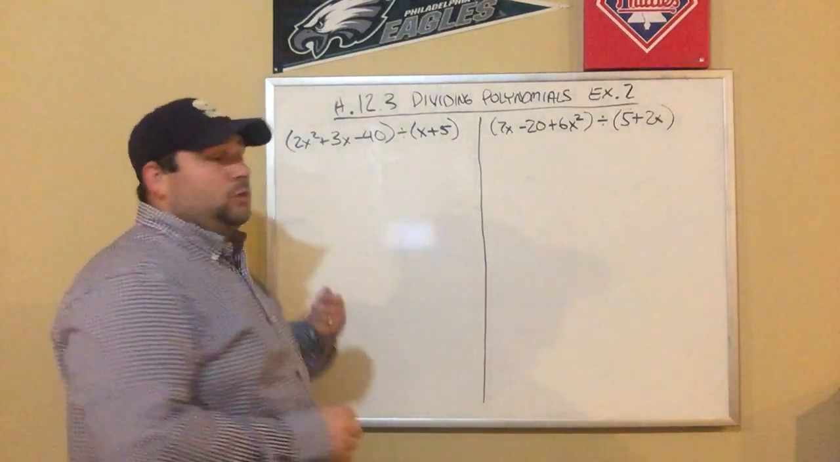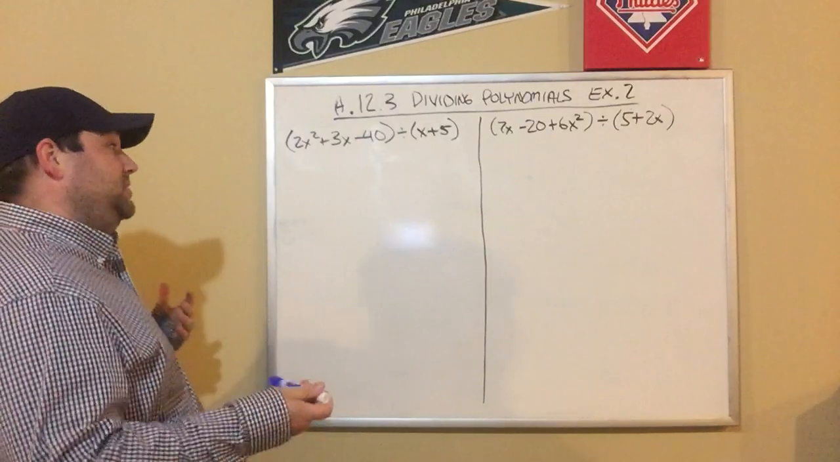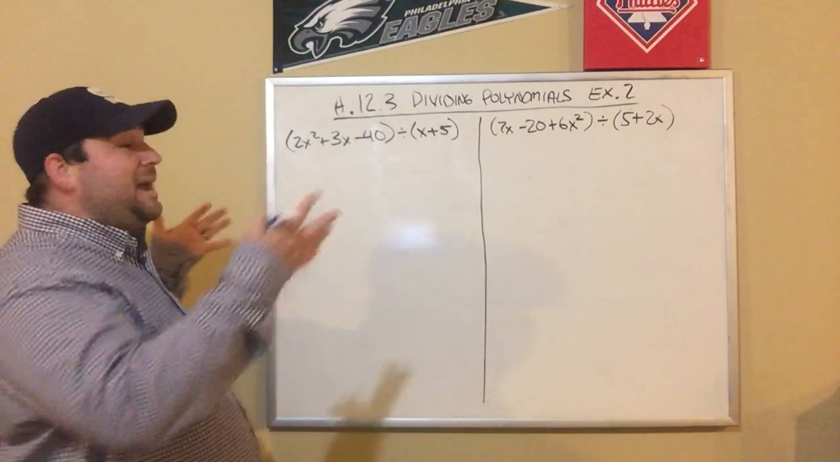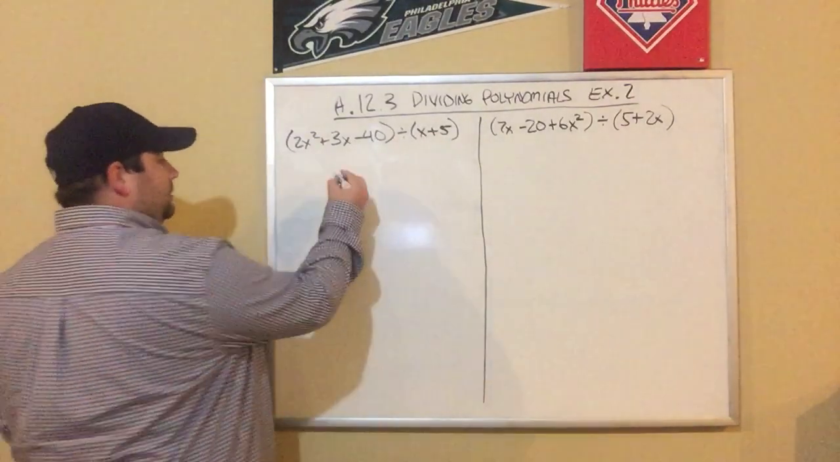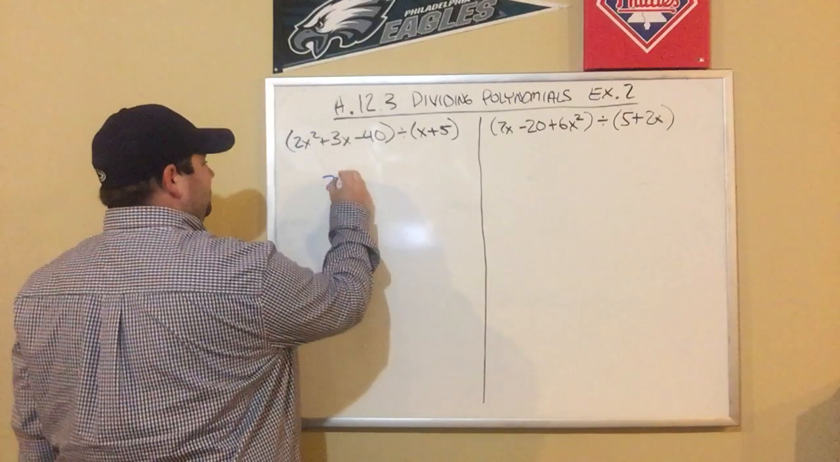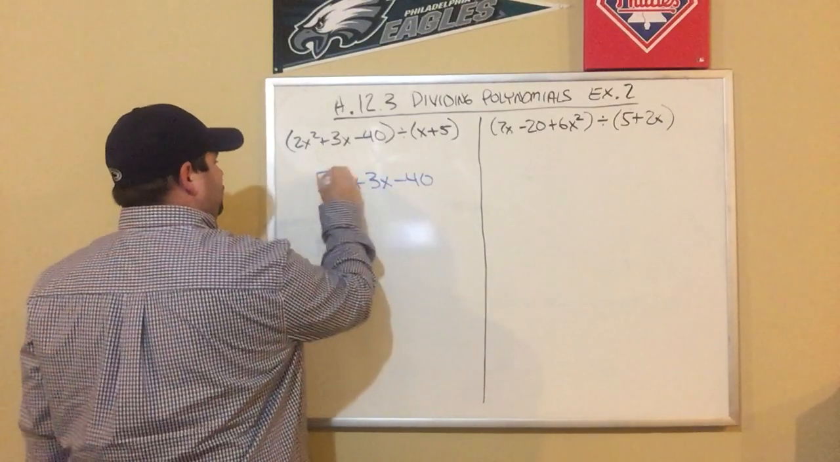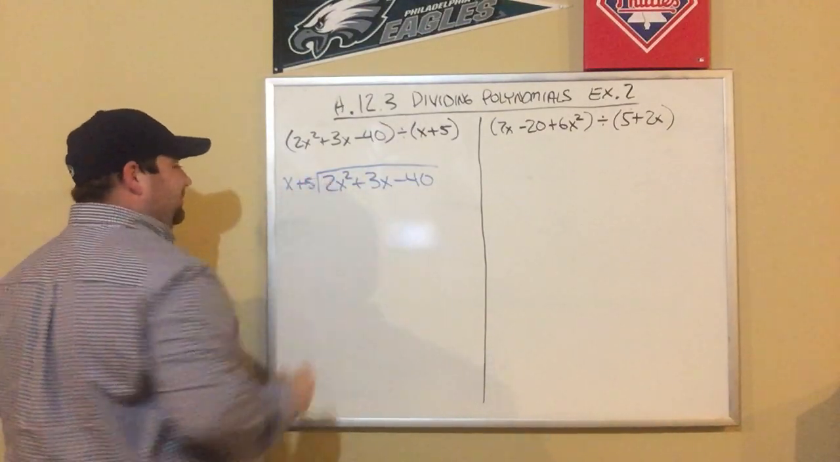All right, algebra, we got two more examples on dividing polynomials. We're talking about polynomial long division for most of these, to be specific. So our first one, we got 2x squared plus 3x minus 40. That trinomial is being divided by the binomial x plus 5. So I'm going to write this out as a long division problem. And that's divided by x plus 5.